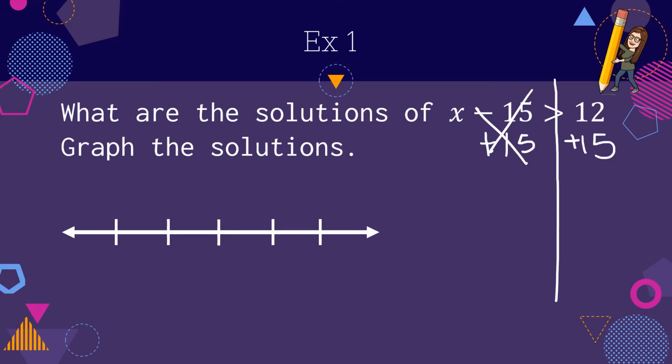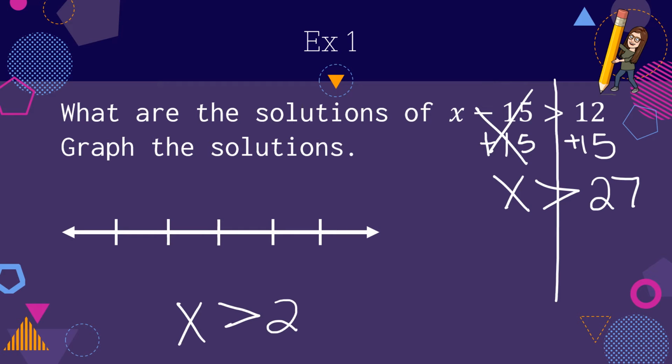Minus 15 and positive 15 are opposites. They go away. The x drops down. 12 plus 15 is 27. When I look, my answer is already written with variable first. That's good. We want to keep it that way. Let's go to our number line.